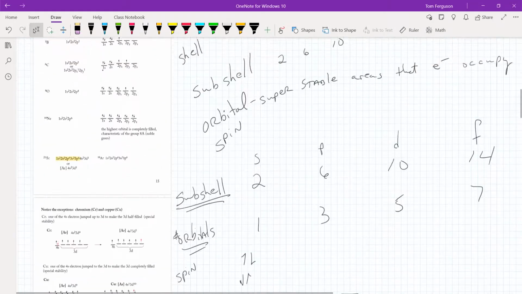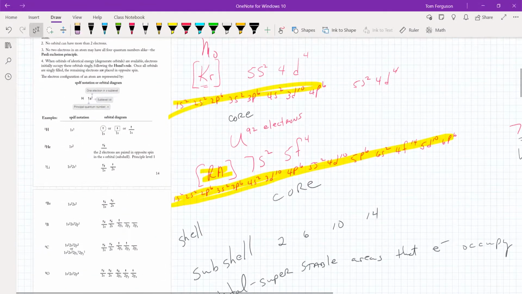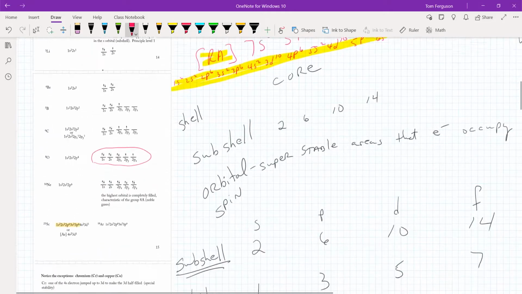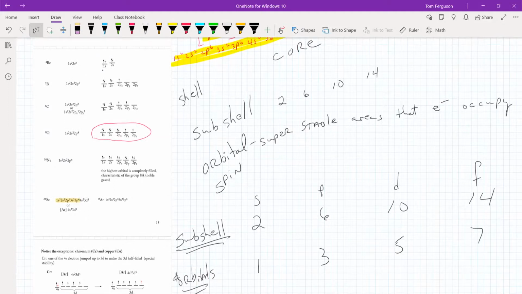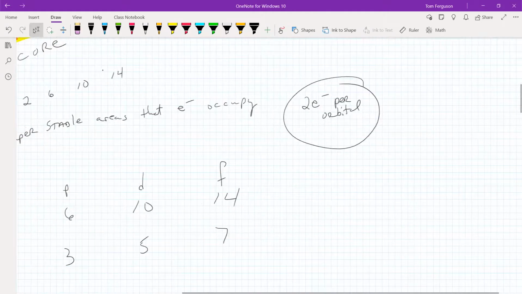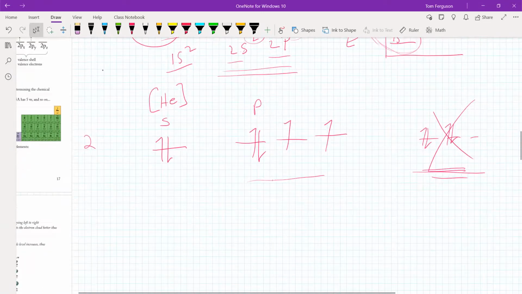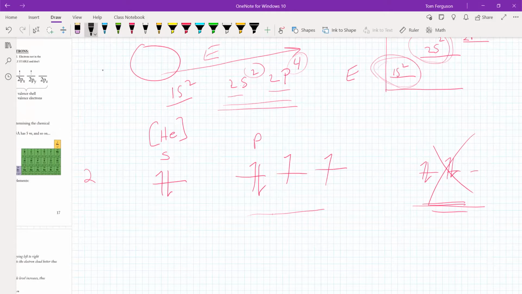Let's see where we are. And this is what we just did right here. Now, let's do one more, then I'm going to do a noble gas. Okay, so let's continue on with this here. So this is the orbital representation.